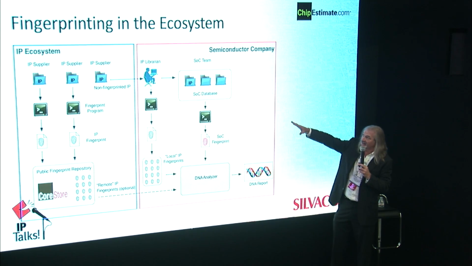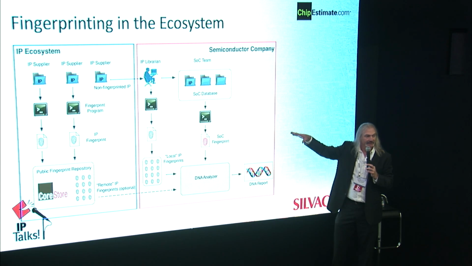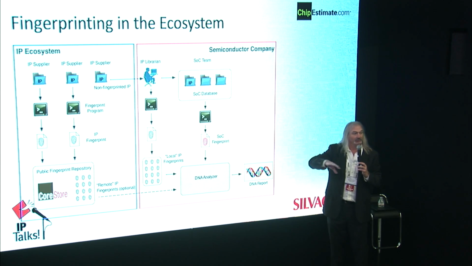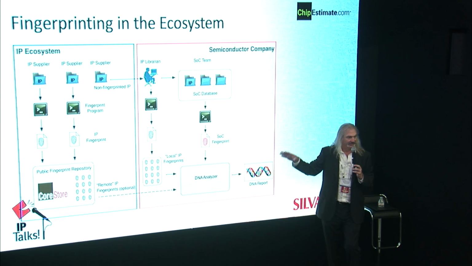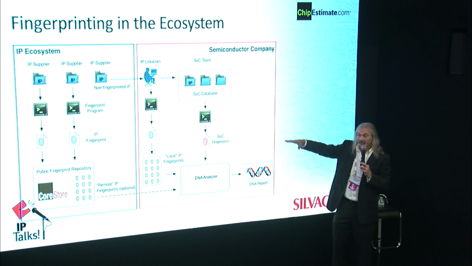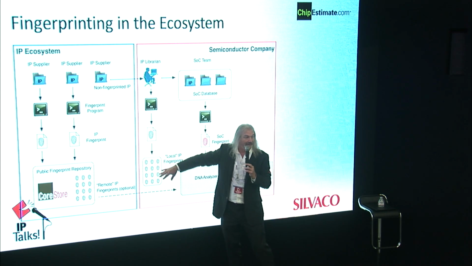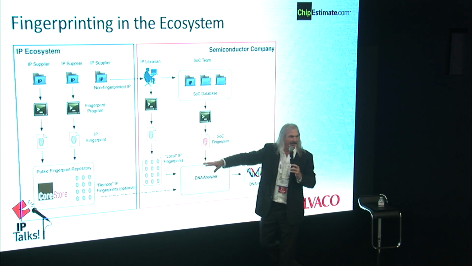So on the semiconductor side, we talked about these IP librarians, the IP managers. As the IP comes into the door, the IP can be either fingerprinted before it comes into the company, or the IP librarian can themselves choose to fingerprint that IP before it goes on to the file systems of that company. And in that case, the IP librarian is doing the fingerprinting and storing the fingerprints in their own little local repository here, which is basically nothing more than a directory.